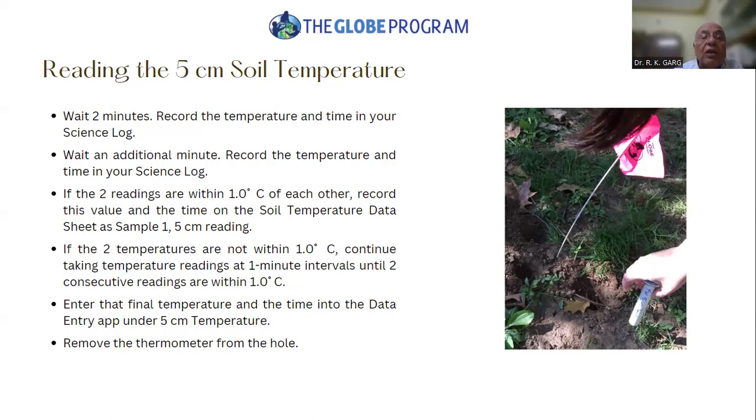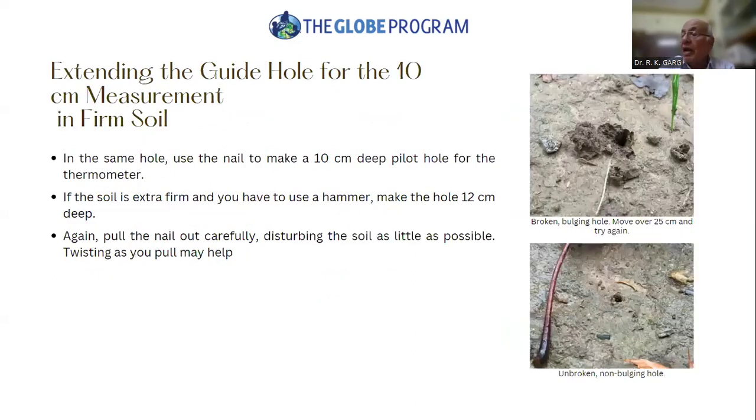Then you can continue taking temperature after every 1 minute interval. When 2 consecutive readings are nearly the same, or within the range of 1 degree Celsius, we have to enter the data. Now we remove the thermometer from the hole. So we have now measured the temperature at 5 centimeter depth. Similarly, we can do it at the depth of 10 centimeter. Next, please.